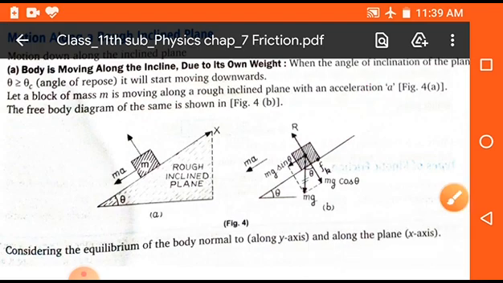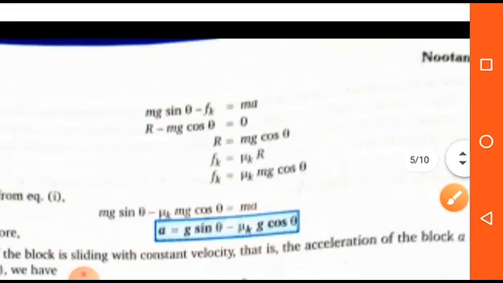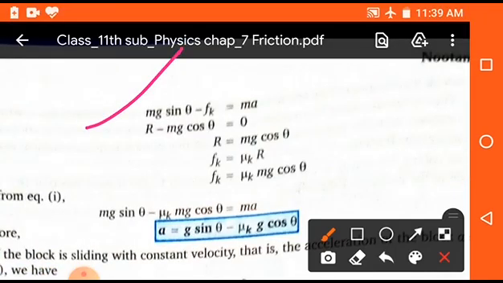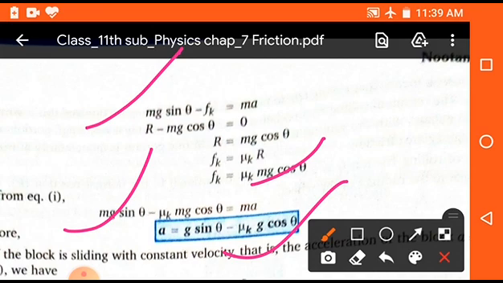So we get two equations as above. The first equation is mg sin theta minus fk is equal to ma, and the second one is R minus mg cos theta equals 0. On solving these two equations we get a new relation: a is equal to g sin theta minus mu k into g cos theta. Here a is called linear acceleration. That means when any object is rolling on an inclined surface, the acceleration produced in that object is according to that relation.